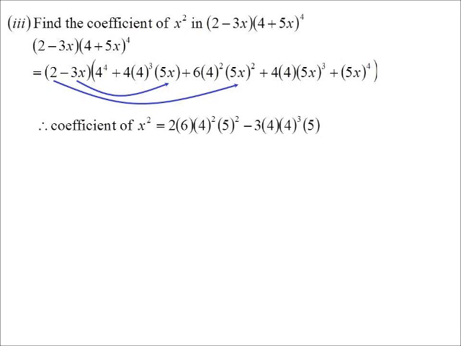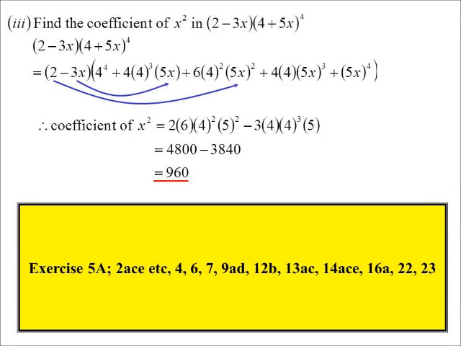So there's our answer. 2 times 6 times 4 squared times 5 squared minus 3 times 4 times 4 cubed times 5. Oh, you want a number? Okay. 960.